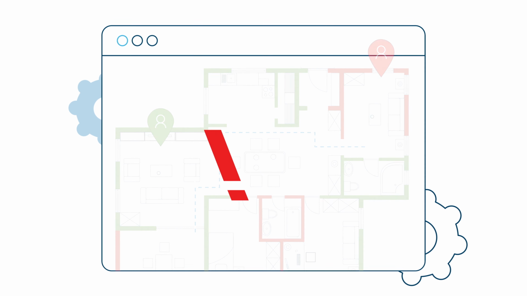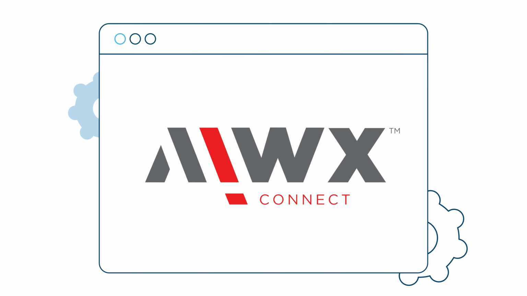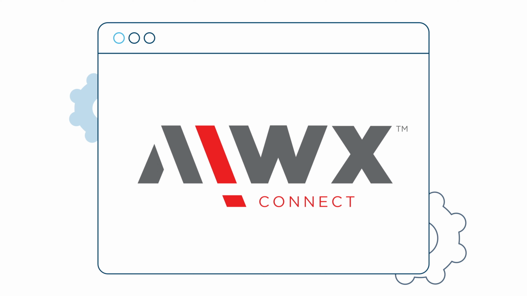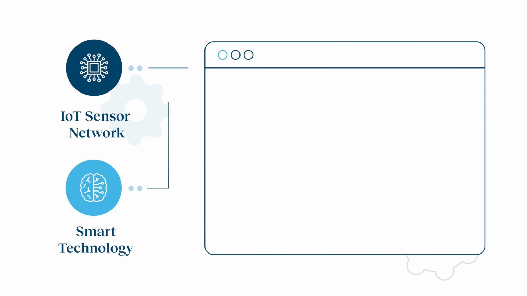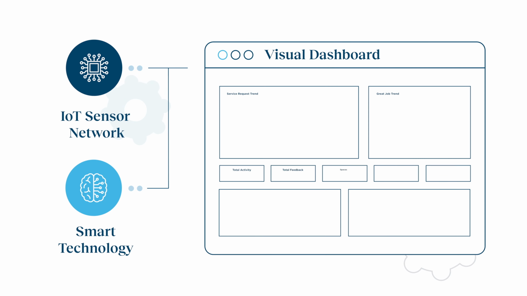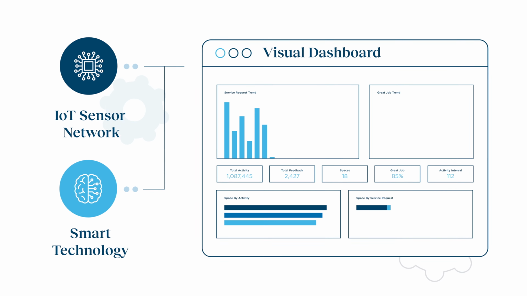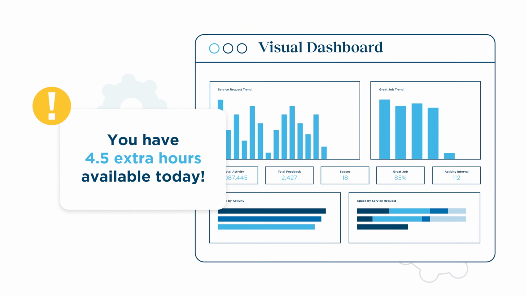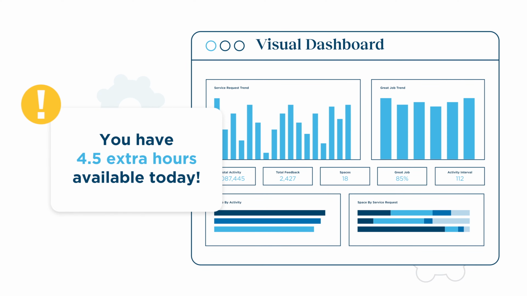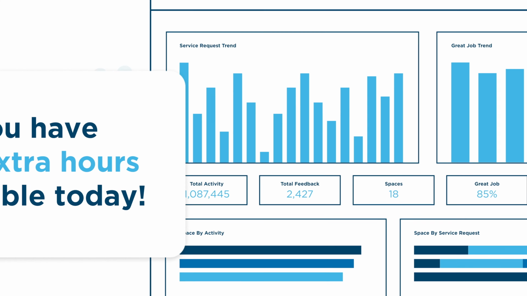iWix Connect gives you the space utilization data needed to make demand-driven cleaning decisions. The IoT sensor network, smart technology, and visual dashboard go far beyond just tracking activity. Space utilization data, combined with Aramark's deep facilities management expertise, enables precise decision-making that meets your actual cleaning needs.